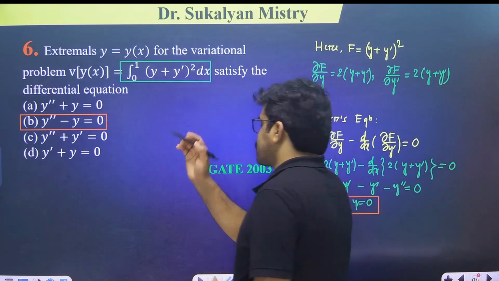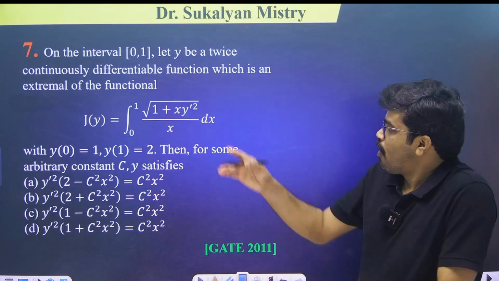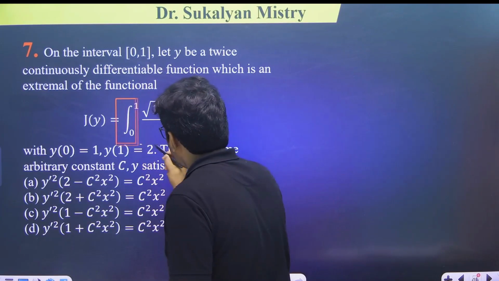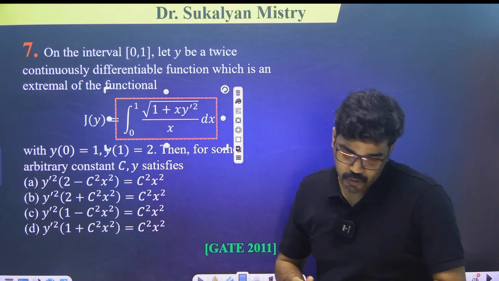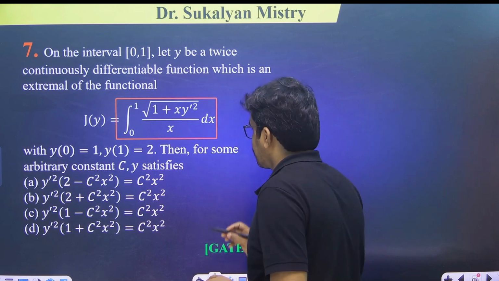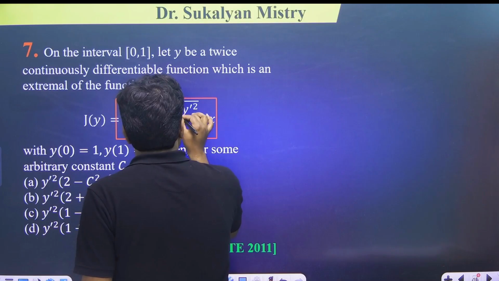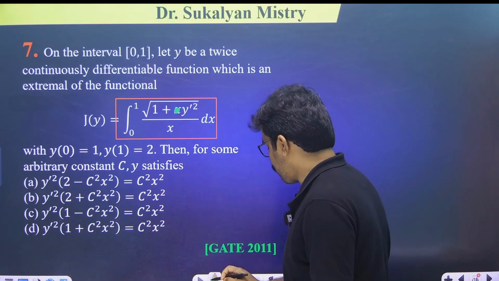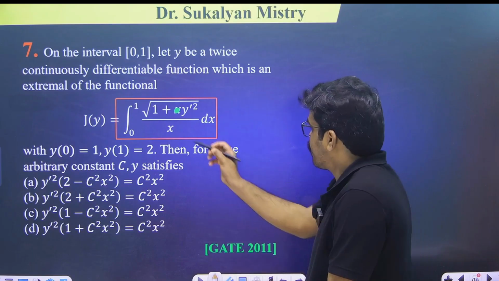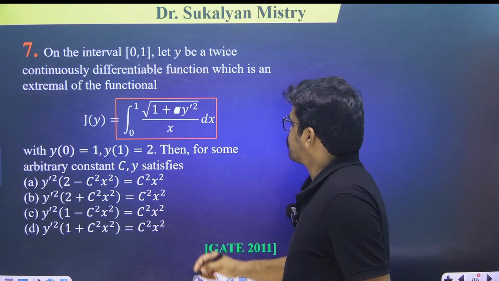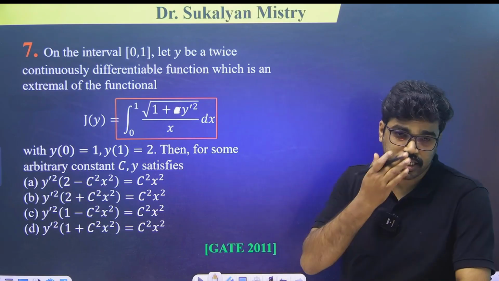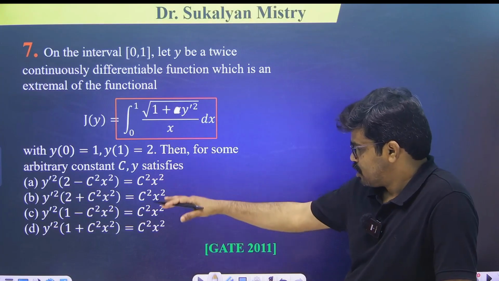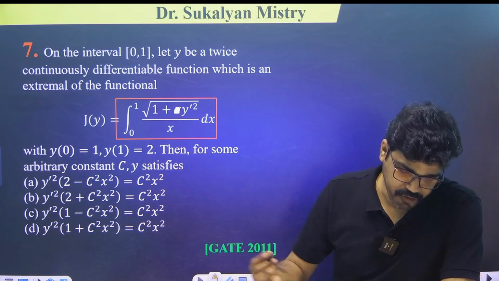So next problem, just see. On the closed interval 0 to 1, the functional is integration 0 to 1 of root over 1 plus y dash square, divided by x, dx, with the boundary conditions y(0) is equal to 1 and y(1) is equal to 2. So we have to find the differential equation.